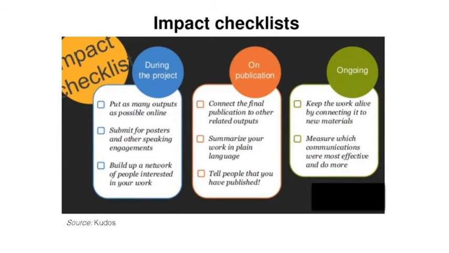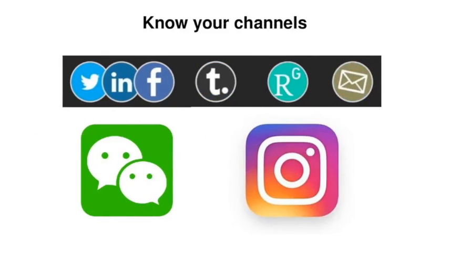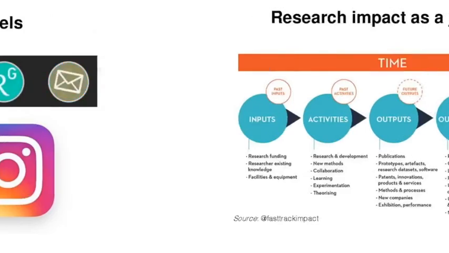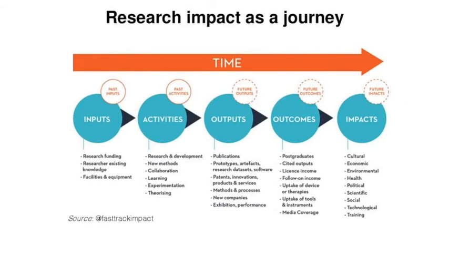and finding ways to have impact that's relevant to more and more people. Here's a checklist that you can use to manage your impact throughout the research process, during the project, on publication, and looking at what's happening with your research on an ongoing basis. Know your channels, talk about your research, blog and post and engage with people, and make sure that people are aware of your research as a broader picture around the world. Think about managing your impact as a researcher, and about impact in research as a journey.